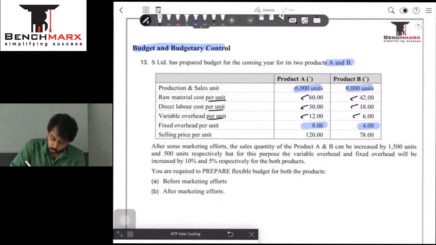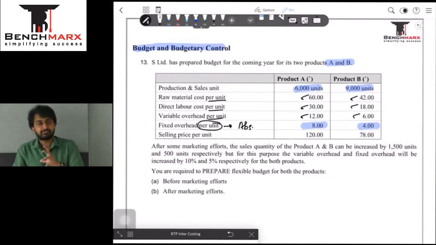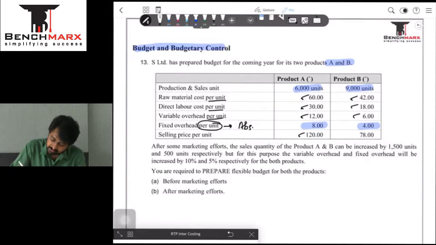So if the question gives you fixed cost per unit, then this obviously means this is nothing but absorbed. They must have found the absorption rate and this is my absorption rate. If fixed cost is given per unit, without exception this has to be the absorption. Selling price is also given as 120 and 78.